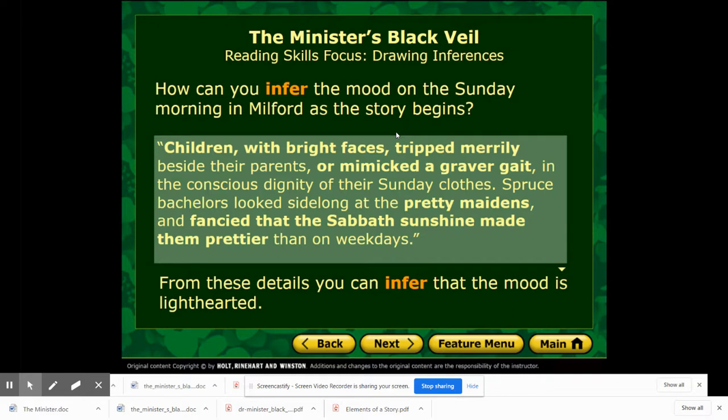From these details, you can infer that the mood is lighthearted, it's pleasant. For example, the children have bright faces and they trip merrily. Merrily means they're happy, so they're just skipping along. Some of them mimic a graver gait, think of the word grave. Some of them are probably walking sadly. And they all are walking in their wonderful, clean Sunday outfits. And the bachelors, which are the men, are looking at the very pretty maidens, the young girls, who are dressed in their Sunday outfits, and because of the sun, they even look prettier than the usual weekdays.